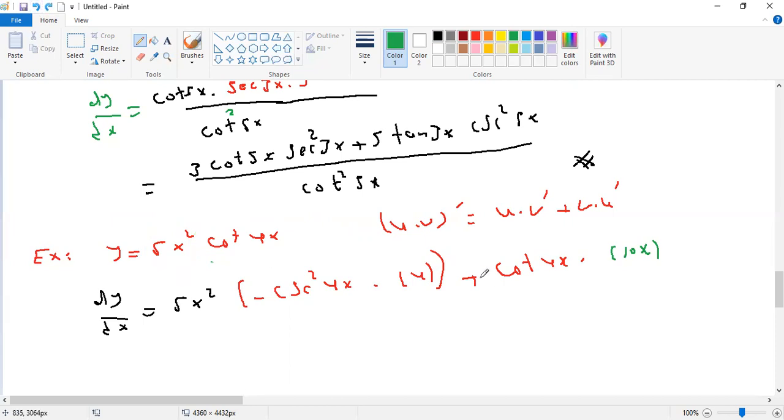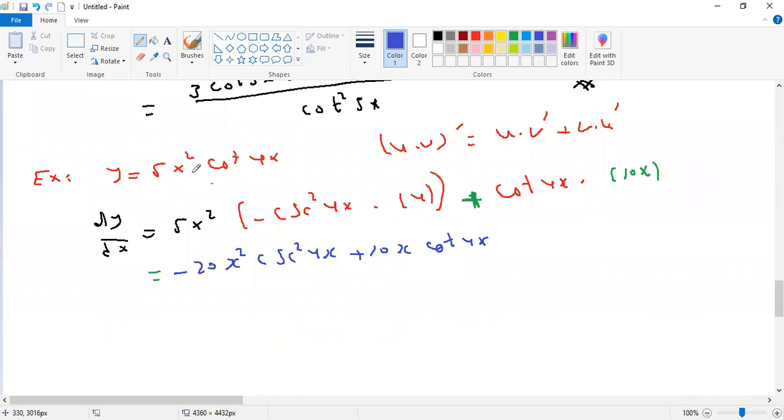This one also can be simplified. There is a plus between, so it is equal to minus 5 times 4, minus 20x squared cosecant squared 4x, plus 10x cotan 4x. Because 10x should be before cotan, and the minus 20 should be before the cosecant, and the x squared also before cosecant. So this is the answer.